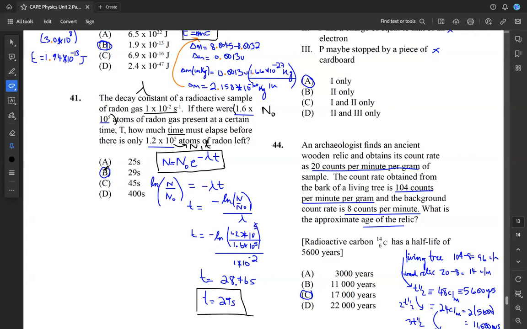Okay? So the key takeaway here is make sure that you know this relationship that relates the N at any point in time to the initial amount and the decay constant. Okay? So make sure you know this equation.